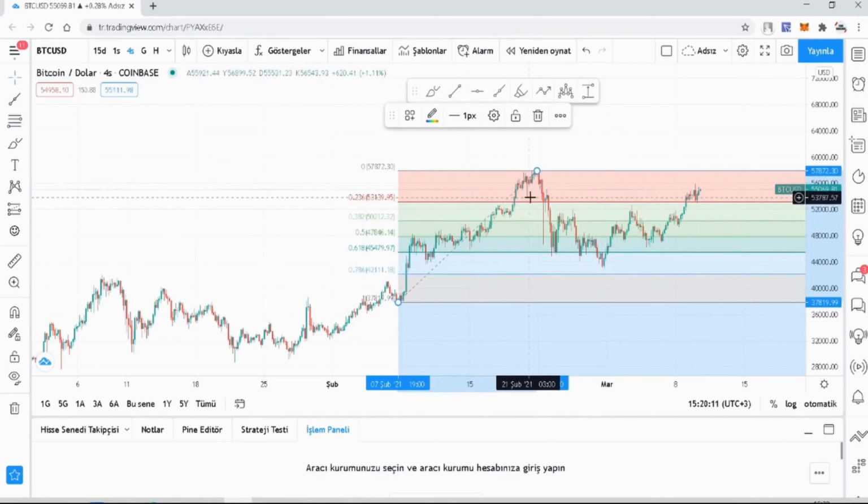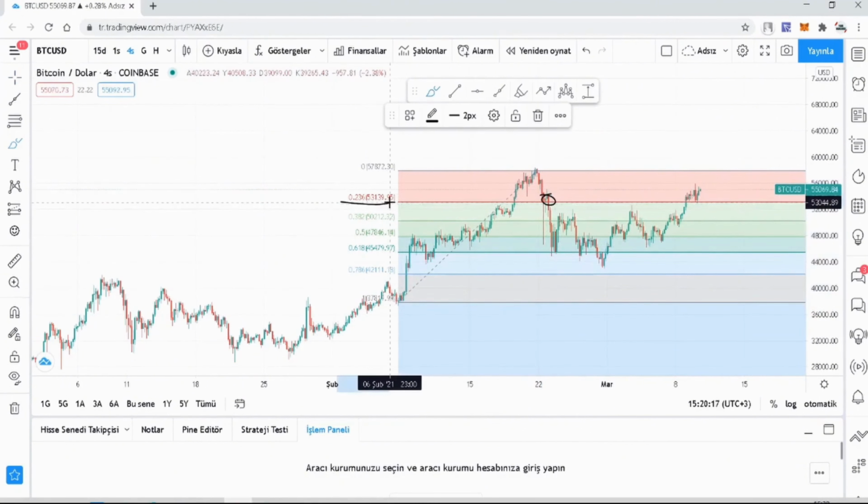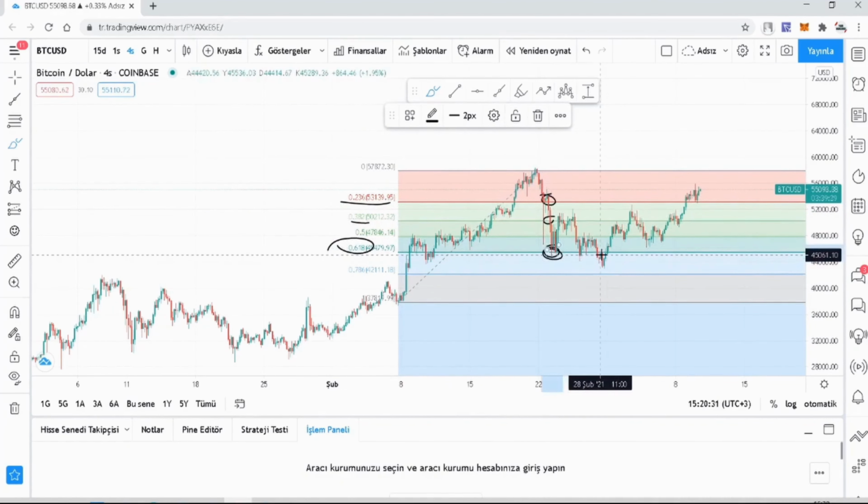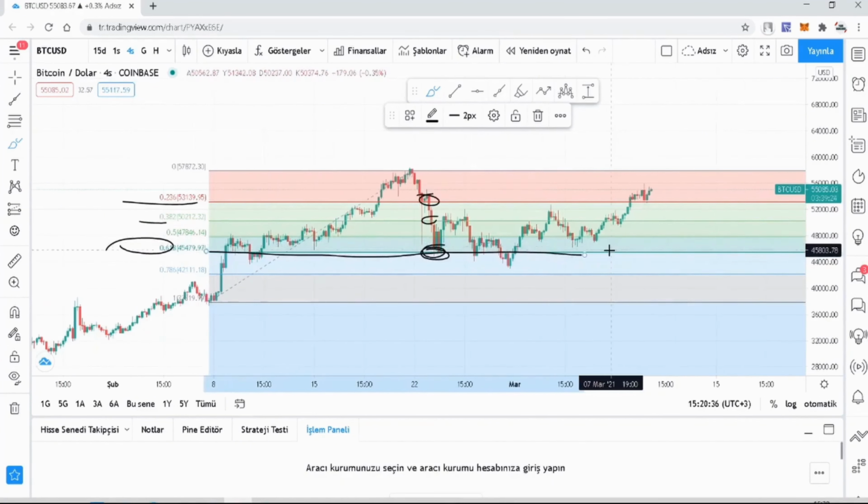When I drag it up, I see that 0.236 is a support. Here, supports at 0.236, 0.382, 0.618, and 0.786 have worked as strong supports for us. We can also see support points using Fibonacci levels.